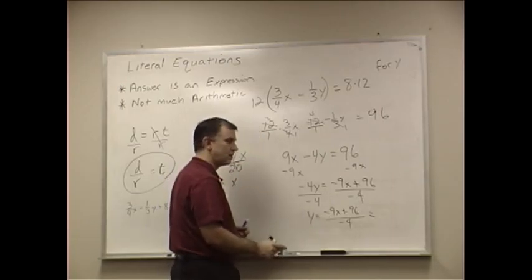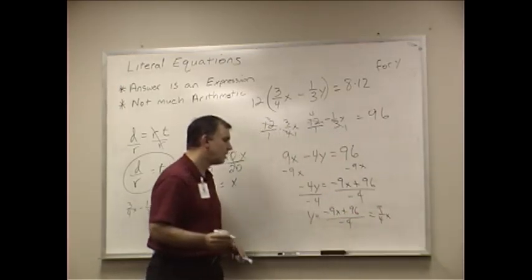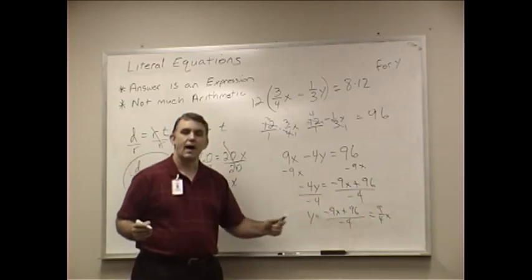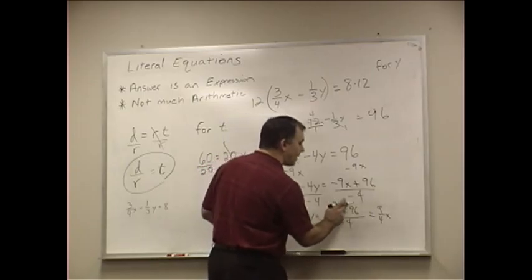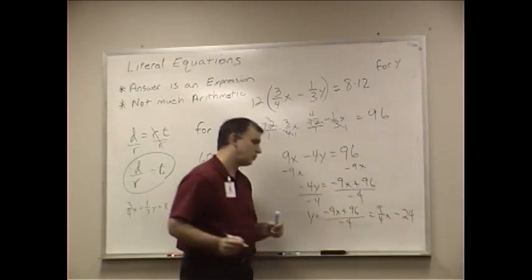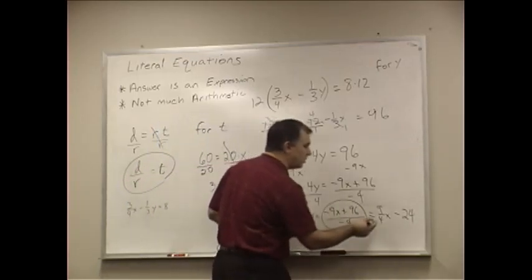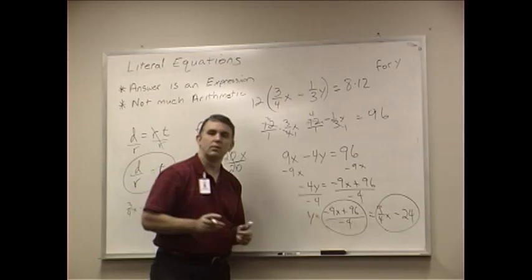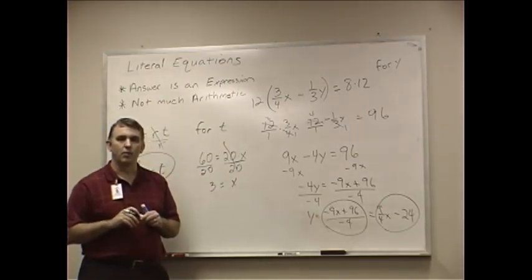Negative divided by a negative is a positive, so you get 9/4 x. 96 divided by 4, I'll spare you the arithmetic, that's 24. Positive divided by a negative is a negative, so minus 24. So this answer is acceptable, or this answer is acceptable. Okay, and you gotta have the y equals in front of both of them.